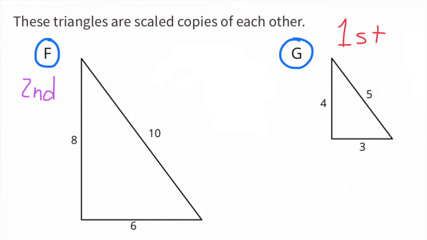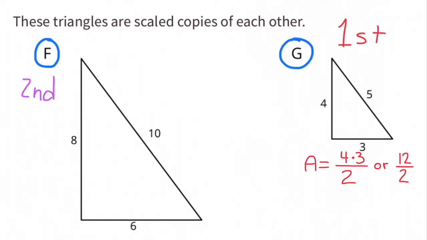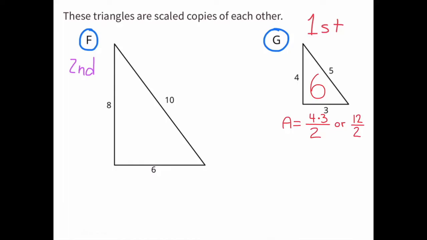First, we need to find the area of both the triangles. Triangle G, the area is going to be 1/2 of 4 times 3, or 1/2 of 12. The area for triangle G is 6 square units.